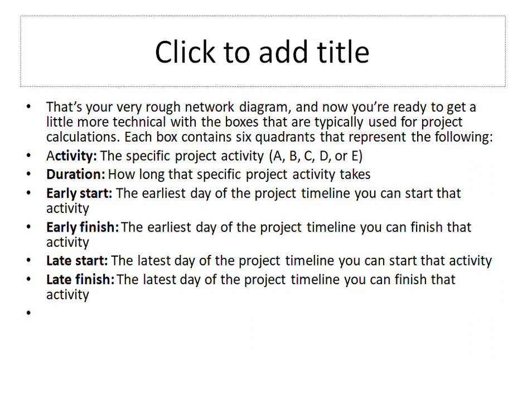We have that diagram, an arrow-based network, a rough diagram, and now we are ready to get a little more technical with the boxes typically used for project calculation. Each box contains 6 quadrants and represents the following: activity, duration, early start and early finish, and late start and late finish. For each activity A, B, C, D, E, it shows how long the task takes, the earliest day in the project timeline you can start the activity, the earliest day you can finish it, the latest day you can start it, and the latest day you can finish it.